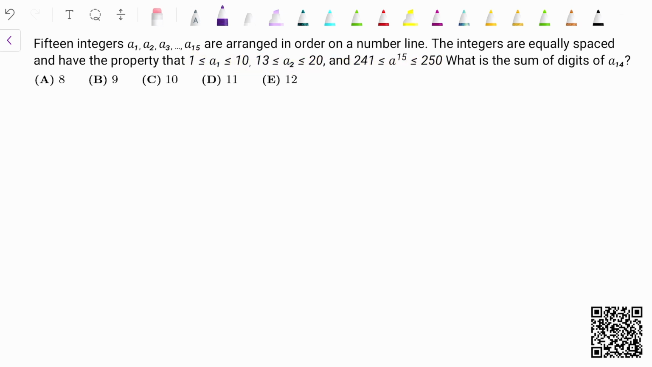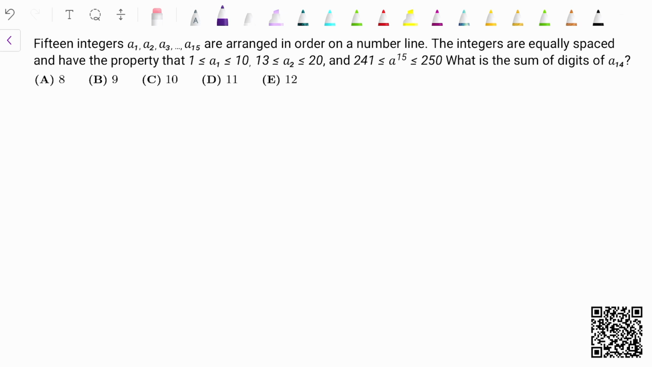So obviously, to find the sum of the digits of A14, either there is a loophole, which in this problem it just so happens that there isn't, or you just find what A14 is first. And in this problem, that is exactly what you have to do. Okie dokes, so let's look at this.